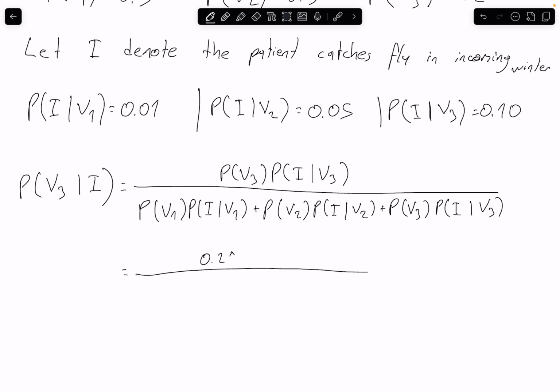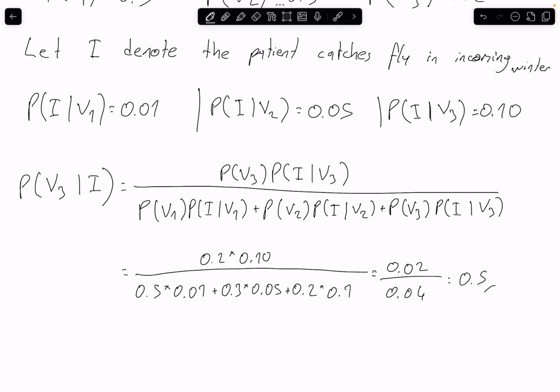0.2 multiplied by 10% in the numerator. In the denominator part, the probability of V1 was 0.5 multiplied by 0.01, plus the probability of V2 multiplied by 0.05, plus 0.2 multiplied by 0.1, and the answer is 0.02 divided by 0.04, which is 0.5, 50%.